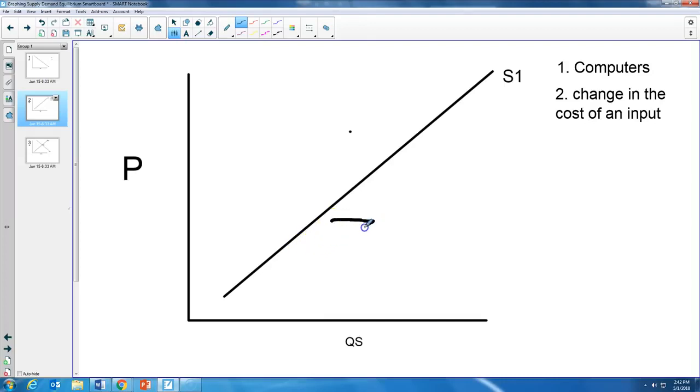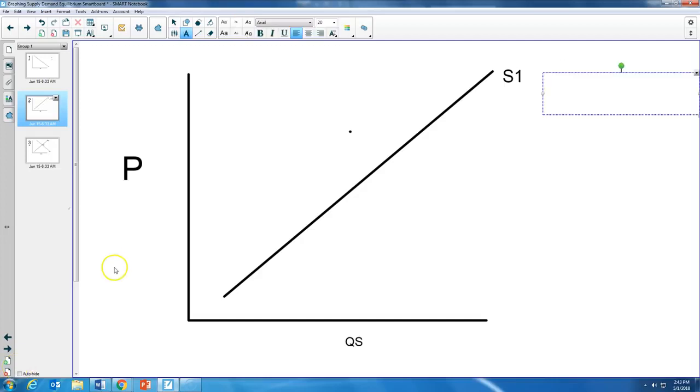So I'll just draw a little line here that shows that. And then on that side of it, we'll draw a parallel line, and then we'll label that S2. Okay? So we can see that there's an increase in the supply of computers when that happens. And when you're working these problems, if any of the non-price determinants would cause a decrease in overall supply at every price level, then you would shift to the left. Okay, so keep that in mind.